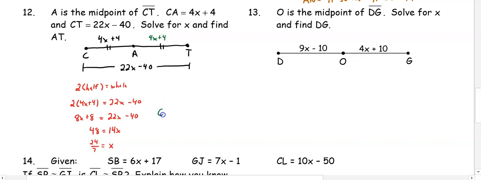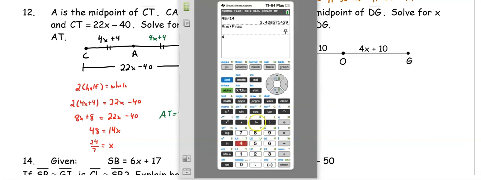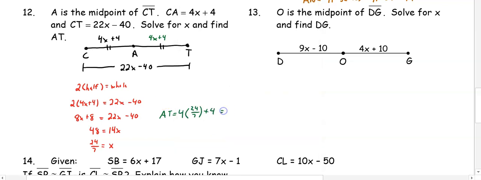So AT is going to equal 4 times 24 over 7 plus 4. So we can use our calculator. 4 parenthesis 24 divided by 7 plus 4. Math, enter, enter. So we get 124 over 7.